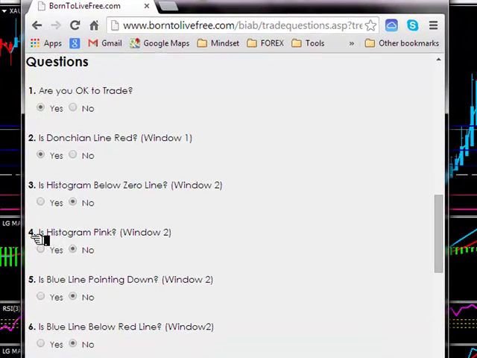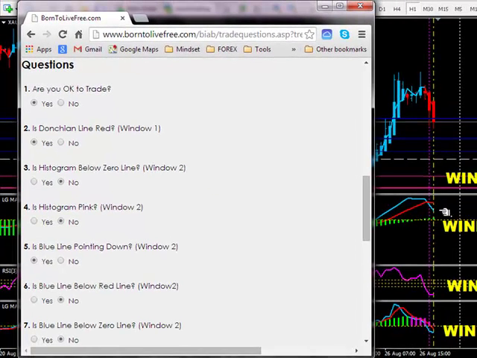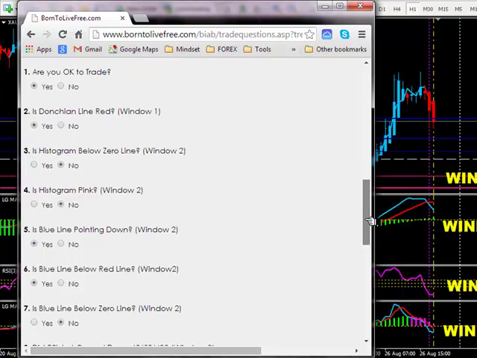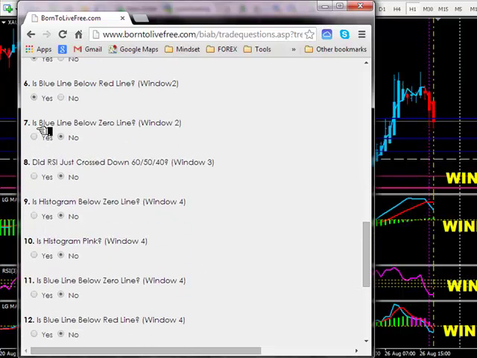Question 4, is the histogram pink in window 2? No, it's green. 5, is the blue line pointing down in window 2? Yes, it is. 6, is the blue line below the red line? Yes. Question 7, is the blue line below the 0 line? No, it's not.